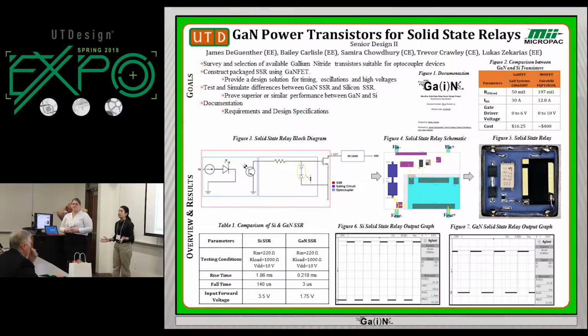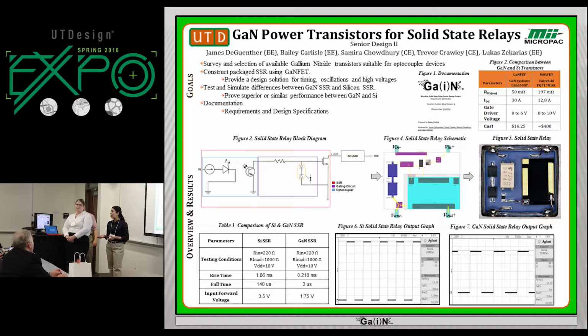In order to ensure we meet the requirements for our project, we selected the gallium nitride power transistor from GaN Systems, and the model is known as GS6605AT. It provided us with a lower RDS(on), and it has higher drain current, lower gate driver voltage, and also low input capacitance, which is suitable for a faster switching speed.